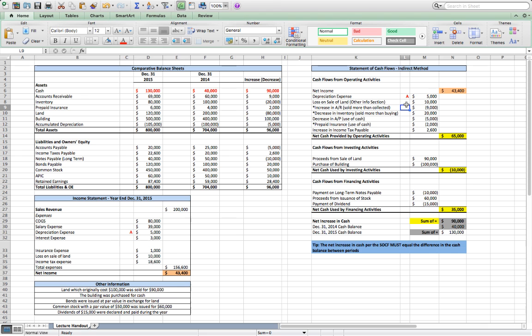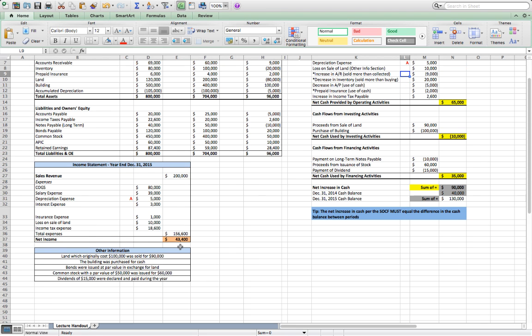Next is the loss on the sale of the land. So as you can see down here in this other information category, there's a few transactions that you're going to have to account for. The first one is the land that was originally cost the company $100,000 was sold for $90,000. As we touched on in the previous lecture handout packet, when you have a sale of something like land, you have to account for it two ways.